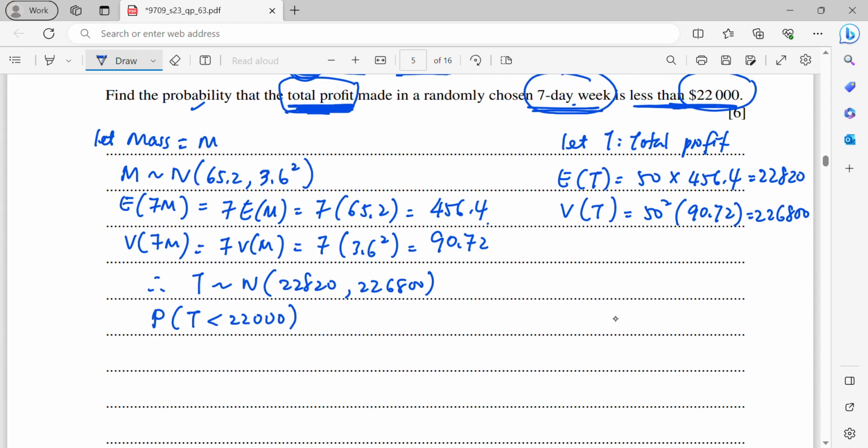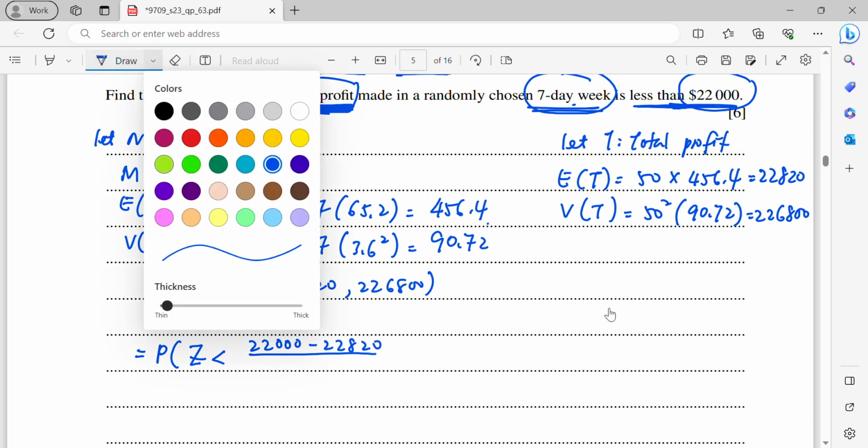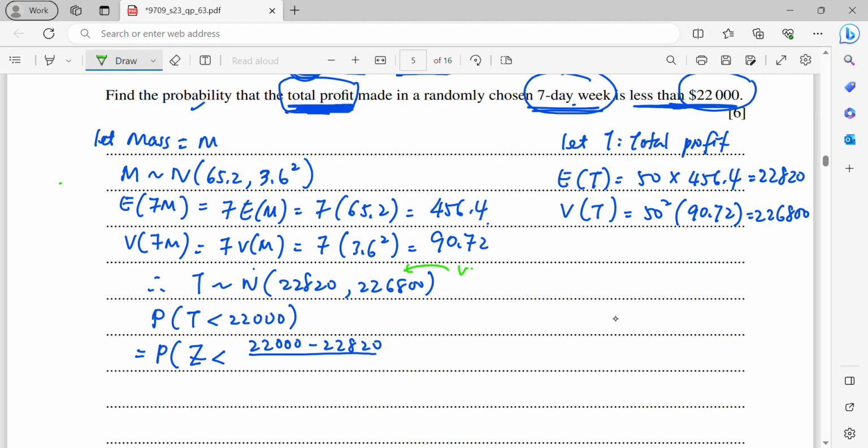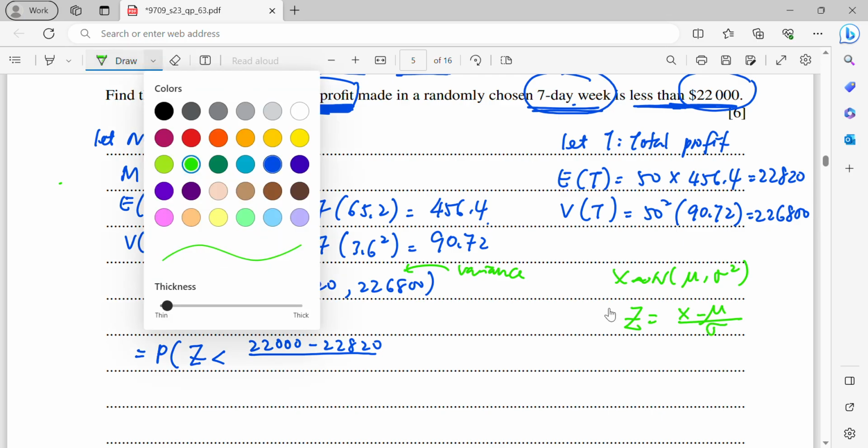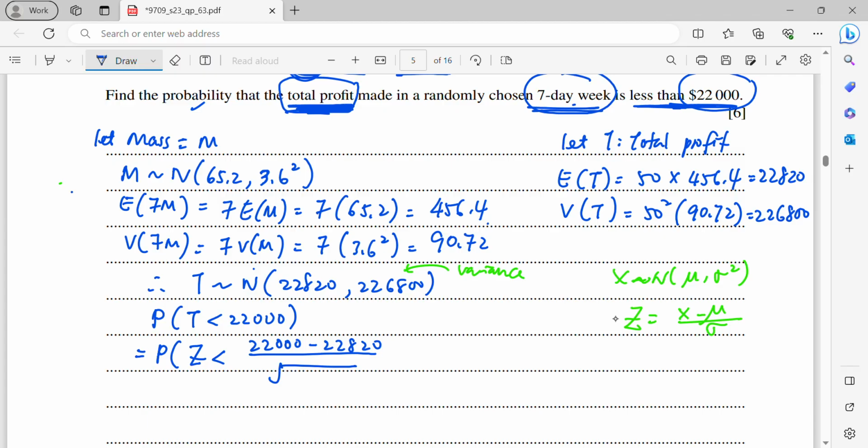Now, since T is normally distributed, I have to standardize it. So it will be Z less than (22000 minus the mean) over, remember, this value is the variance. We always divide by the standard deviation because our formula is this: if X is normally distributed with mean mu and variance sigma squared, your standardized normal random variable will be (X minus mu) over sigma. So to get sigma from the variance, we need to take the square root of 226,800.